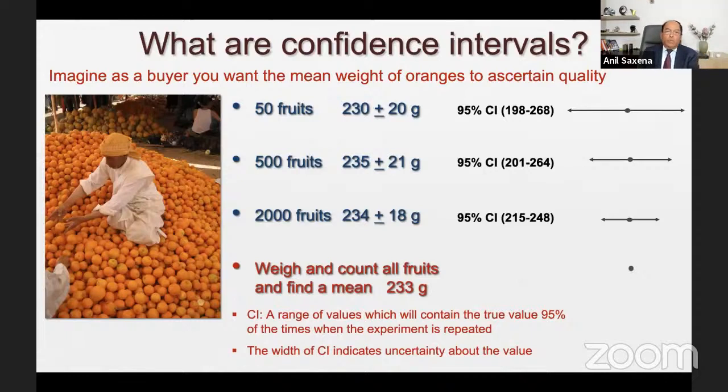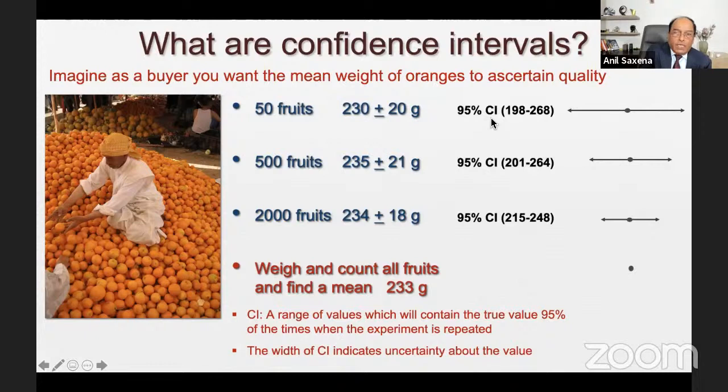Now, I'll give you an example of what a confidence interval actually means. Supposing you are a buyer of, say, oranges, and you want to ascertain the quality of oranges. You want to know the mean weight of oranges. So you take 50 fruits out of this big heap, and you measure and come up with a mean of 230 grams plus minus 20 grams. So 230 is your mean and 20 is your standard deviation. So that's how you will represent that. I've taken a sample of 50 fruits, and that gave me a mean of 230 plus minus 20 grams.